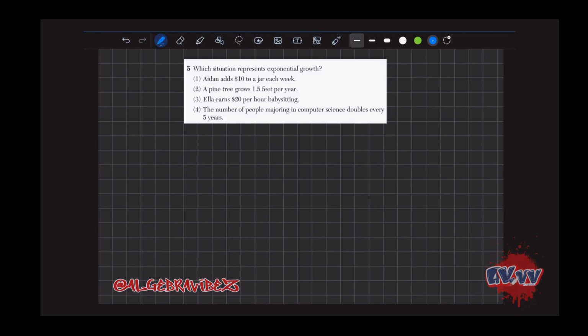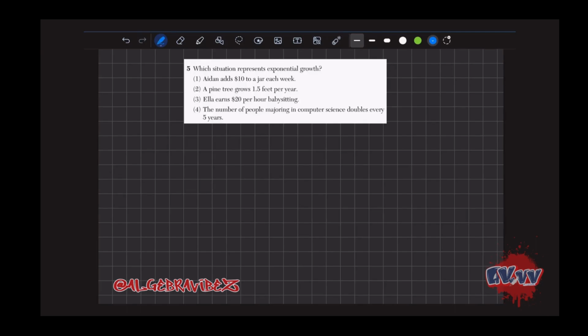A pine tree grows 1.5 feet per year. It's an exact amount of measurement growing every single year. It's not going to grow faster than that at any other time. So it's not the answer. Ella earns $20 per hour babysitting. Some people would say that this potentially is exponential growth. However, the number of hours is not really a big play in this. It is the fact that she earns $20 per hour, and therefore she's not going to grow her actual hourly rate.